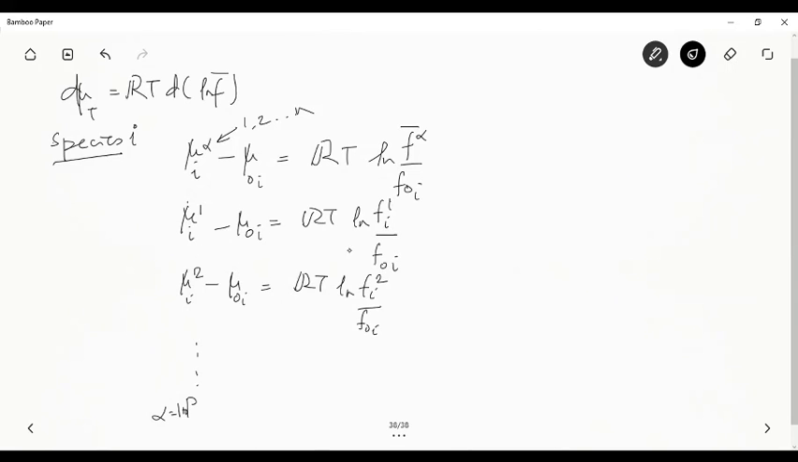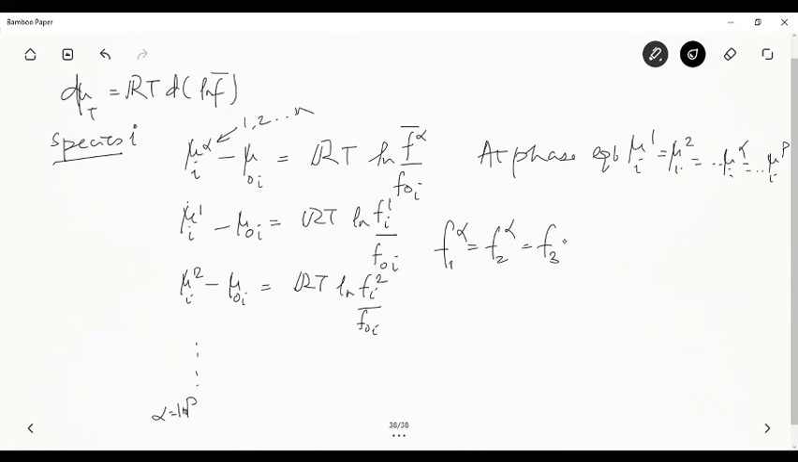If I subtract one equation from the other, basically what I'll get is, since at phase equilibrium mu I1 equal to mu I2 equal to mu I alpha equal to mu IP, all of these are equal. So if I equate these, this will get cancelled out and this F naught I will get cancelled out. So basically you'll find that F1 alpha is equal to F2 alpha equal to F3 alpha.